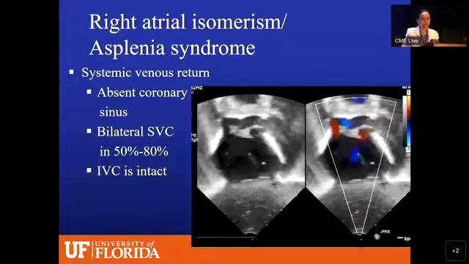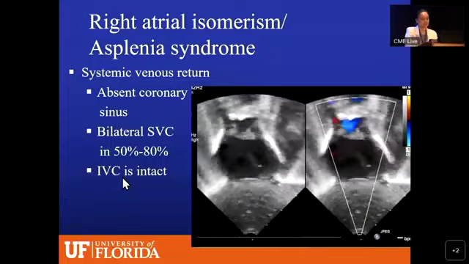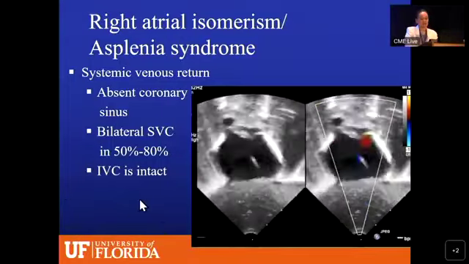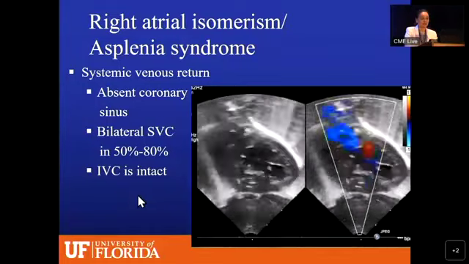Now, left atrial isomerism is the same. It occurs in 50 to 80%. And your IVC is intact. Some of them have an absent coronary sinus.